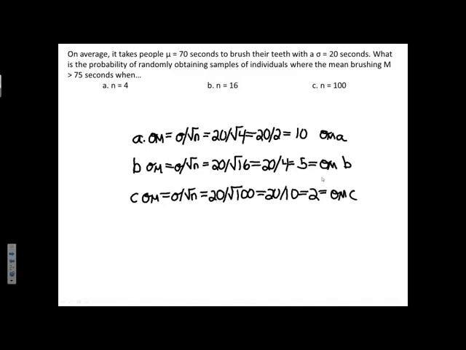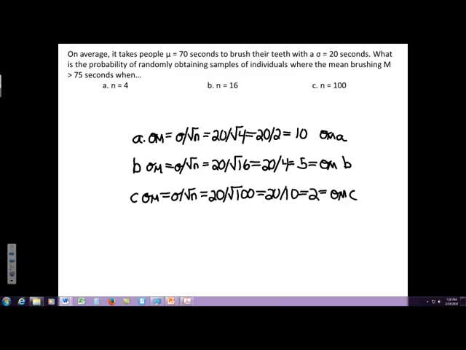Now, as you can see here, as the sample size increased, our standard error decreased. Or in other words, when we have larger samples, we don't expect as much of an error between our sample mean and our population mean. So when we have the sample size of 100, we only expect our sample mean to be off by 2 points from the population mean of 70. Whereas when we had a sample size of 4, we were expecting our sample mean to be off by 10 points from the mean. So a lot more error expected when you have the smaller sample sizes.